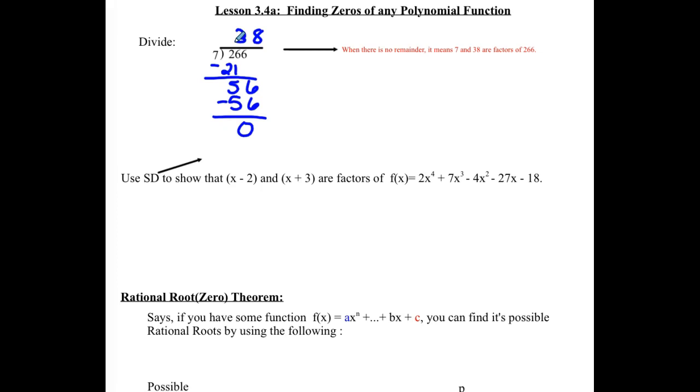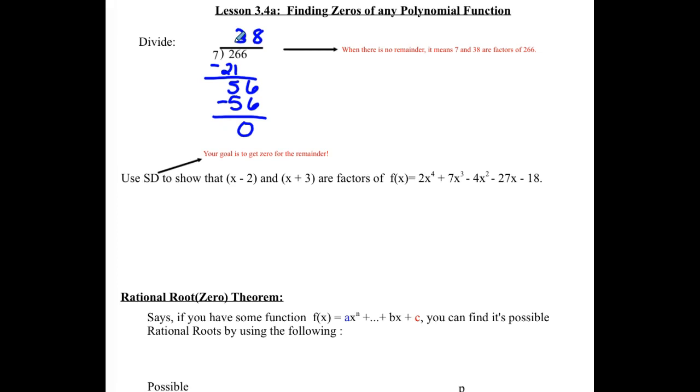That's going to be really important today, getting that remainder of 0. All right, that's how we prove that we have factors or zeros of our polynomial. Then it says use SD. SD stands for synthetic division. Use synthetic division to show that x minus 2 and x plus 3 are factors of this polynomial. Our goal is to have no remainder. Okay? If they are truly factors, we should have remainder 0.